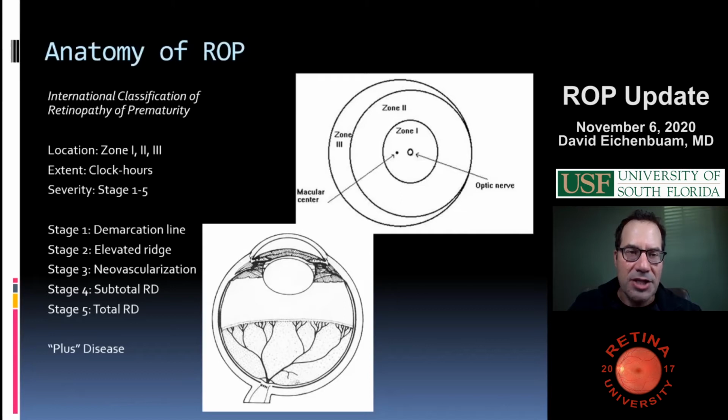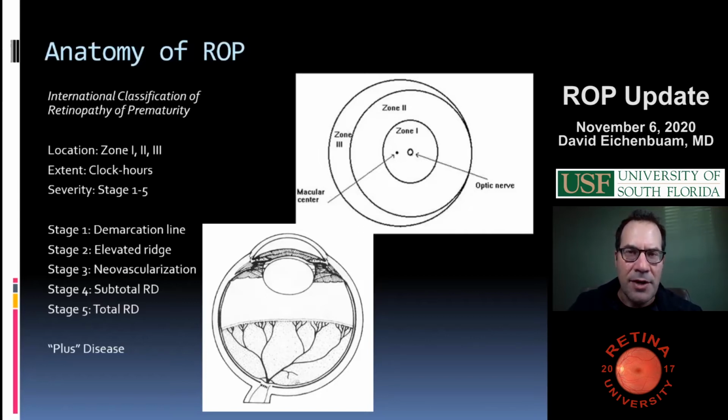And then stage. The stages are in Arabic numerals 1 through 5, 1, 2, 3, 4, 5. Hopefully you don't ever have to document, and with appropriate screening, you almost never have to document a stage 4 total RD. It gets exceedingly rare in the modern era, as long as the babies get their visits and the doctors can appropriately examine the patients. It happens, but it's fortunately become rarer and rarer and rarer.